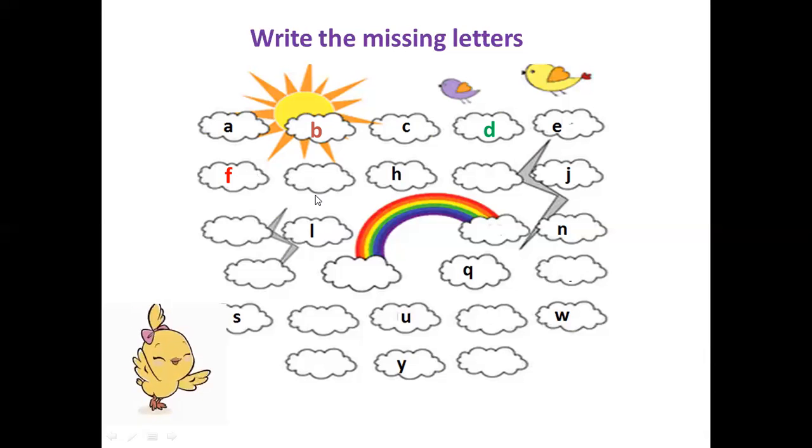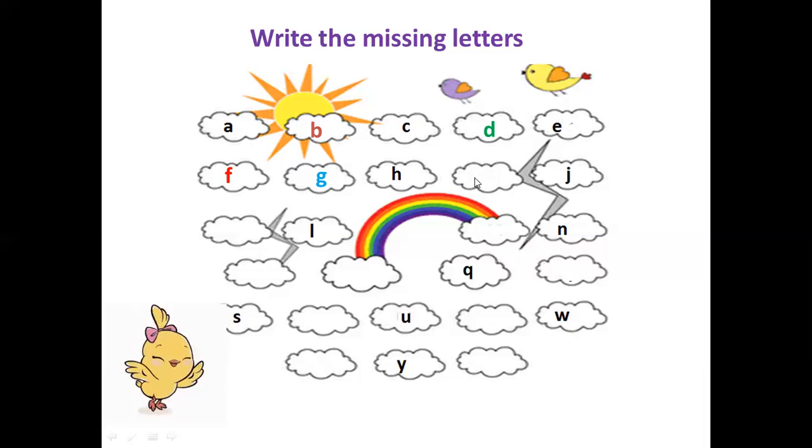Is it H? No, this one is H. So what is our next letter? It is G. And after G, the next letter is given, which is H. Look here, this one is the small letter h. And after H, again, our next letter is missing.